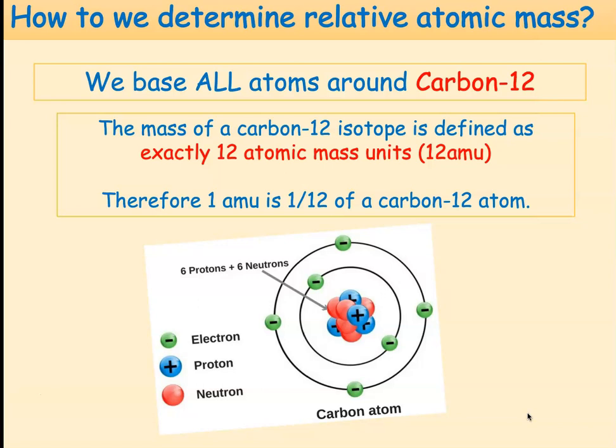Well, relative means you're comparing it to something. So we're comparing all atomic masses to the isotope carbon-12. The mass of the carbon-12 isotope is defined as exactly 12 atomic mass units. So one atomic mass unit would be 1/12 of a carbon-12 mass.